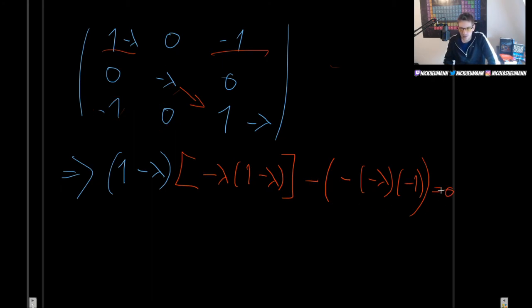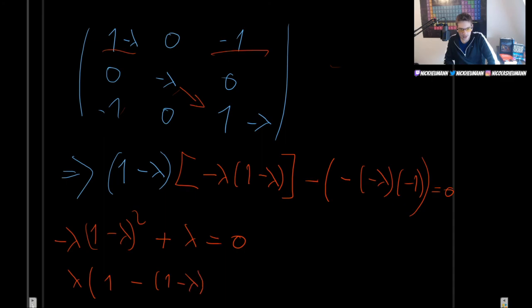And this has to be equal to 0. All right, so now we can multiply through. We are going to get 1 minus lambda squared from the left part times minus lambda. And here on the right hand side, we have four minus signs, so we get plus lambda, and this has to be equal to 0. So here we can already factor out a lambda, so we have lambda times 1 minus lambda squared equal to 0. So we can already see that lambda 1 has to be equal to 0. There's already our first eigenvalue.